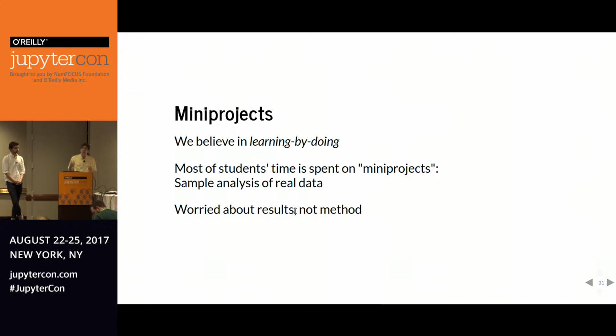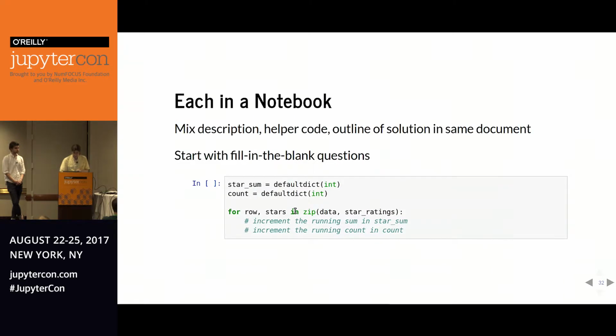And what we tend to be worried about when we're teaching is not so much the details of how they implement things, but do they manage to find their results? If they go approach A, approach B, approach C, we don't care too much. We care that they've managed to figure out how to get results out. And that affects how we set up these notebooks. So each of these shows up in a notebook. We love these because they allow us to mix the description of the problem, some helper code, as well as an outline of the solution, all in a single document.